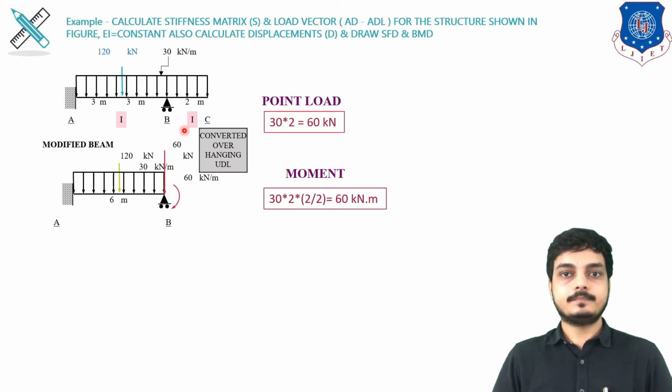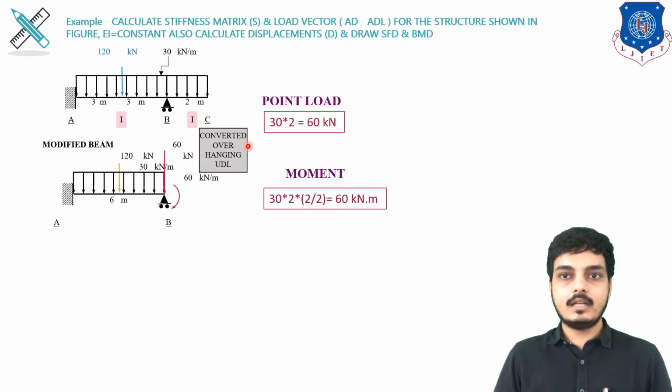Let's understand. Here I have written modified beam. Why have I written modified beam? Because you can see that support B has an unknown moment, and support C also has unknowns, which are reaction and moment. So it will create more unknowns. To solve it simply, we have modified this extra UDL into a point load and a moment. Now the effect of this beam and that beam will be similar.